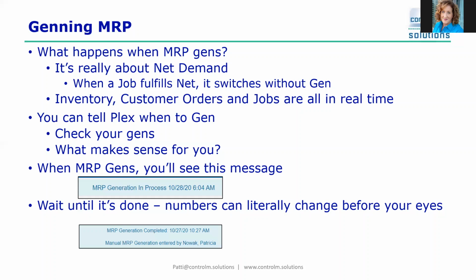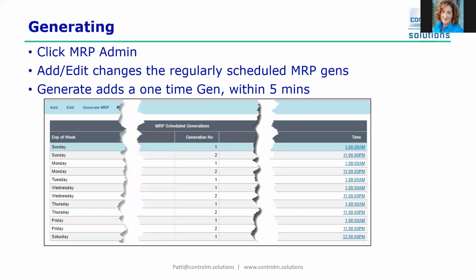It doesn't take much. To add generations to your schedules, click MRP admin, and add or edit changes your regularly scheduled MRPs, and gen creates a new one. You can generate these, like I said, as often as you want, but you really don't need it all that often. And it does generate manually very quickly. This is a really super tool. I'm very glad Plex gave us the flexibility to do that.